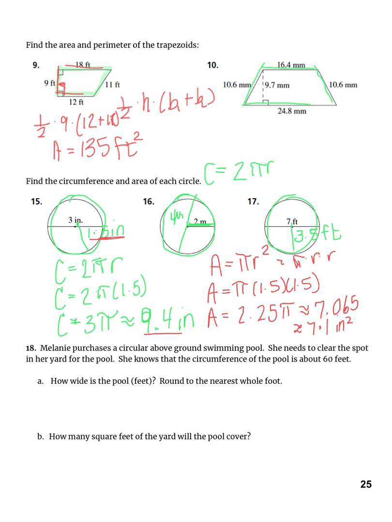So you can continue using the same idea for 16. As long as you have the radius, you can just plug it into the equation. And now let's finally look at this word problem. Melanie purchases a circular above ground swimming pool. There's the pool. There, it's great, isn't it? And there's some water in it. All right, she needs to clear a spot in her yard for the pool. So underneath here, in her yard, she's going to clear a spot. She knows the circumference of the pool is about 60 feet. How wide is the pool?